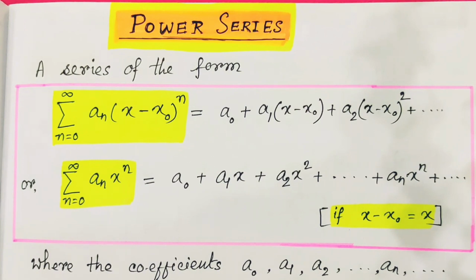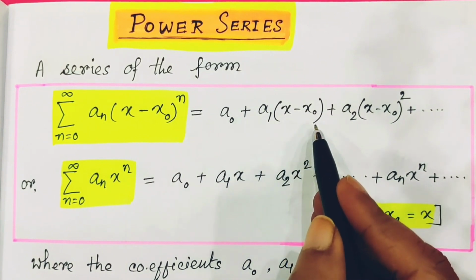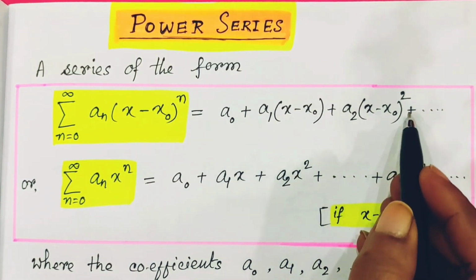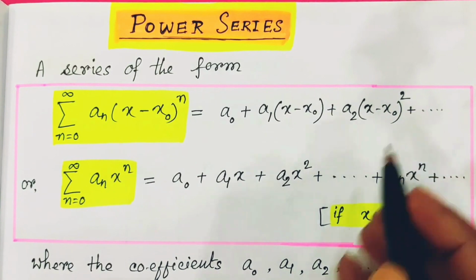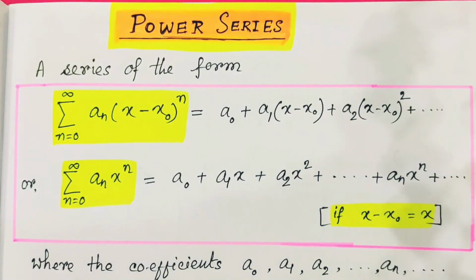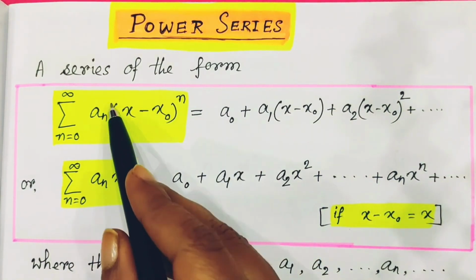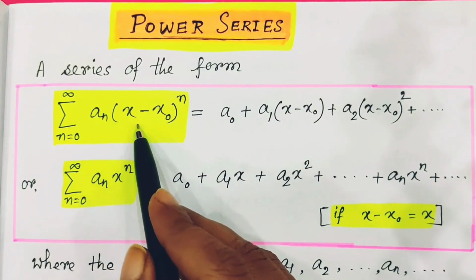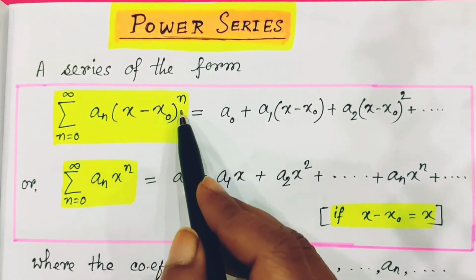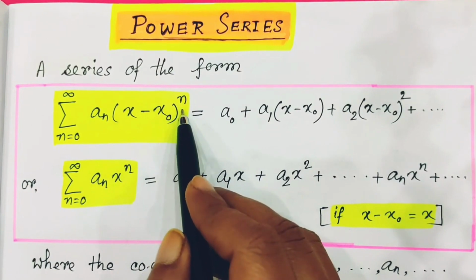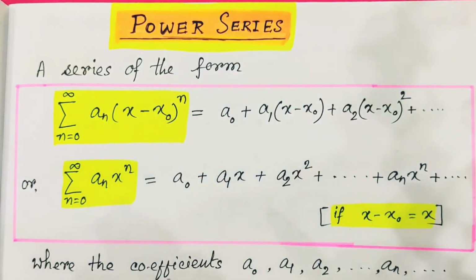A series of the form summation of n from 0 to infinity a_n (x minus x0) to the power n is equal to a0 plus a1 (x minus x0) plus a2 (x minus x0) whole square, and so on. If it continues in this way, then it becomes a power series. Just remember, a_n is the coefficient, and the variable is raised to the power of some n. So this is a power series, which we can also write in this format.